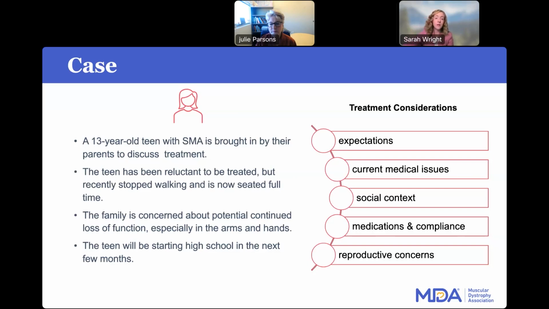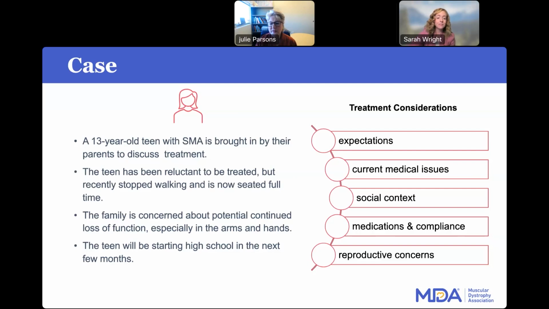But some of the things to think about from the medical aspect and advising them is the fact that we do know motor neurons are continuously lost. The best way that we have to preserve function is implementing a treatment that targets SMN2, which is what we have approved at this point for a child this age, to try to augment some of that loss of function.